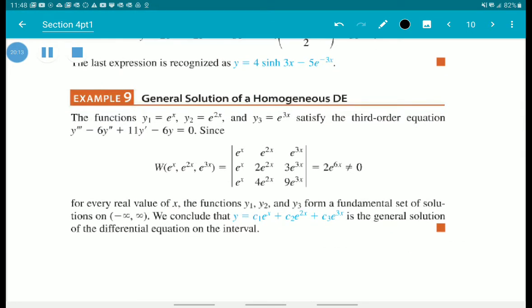In this example, we have 3 other solutions that satisfy this differential equation. Okay, notice this is a homogeneous third order differential equation, and they gave us all 3 solutions. They're asking us to verify that they are linearly independent. That's why they're using the Wronskian here.